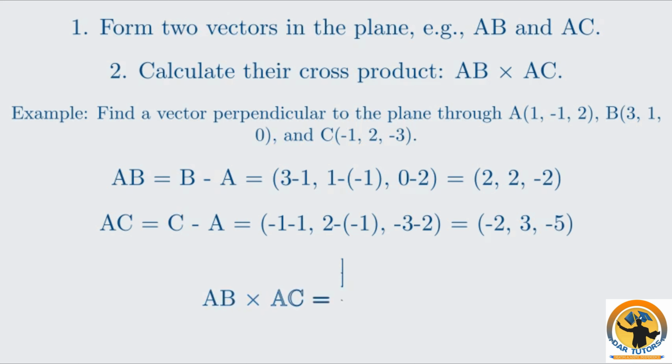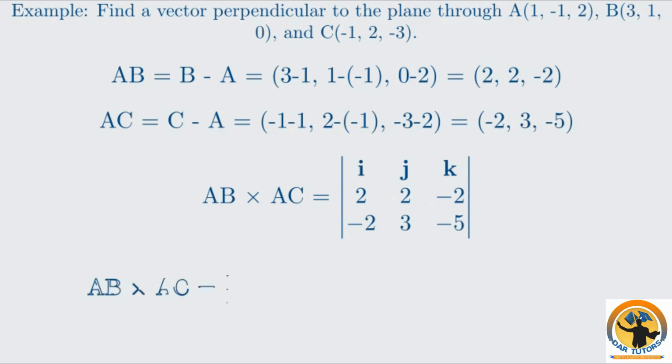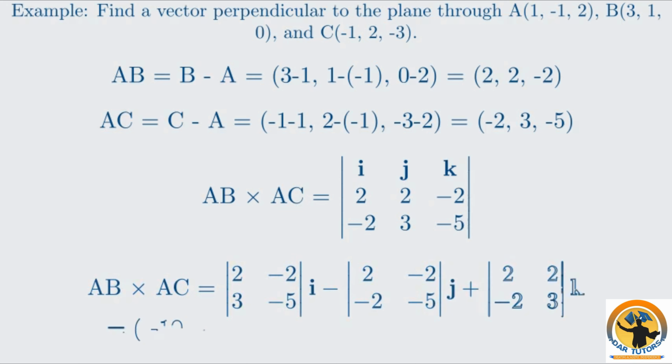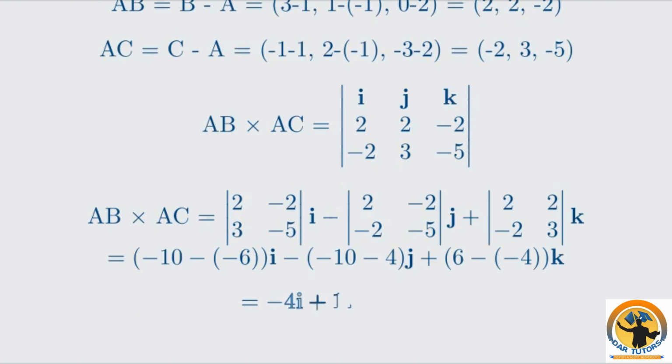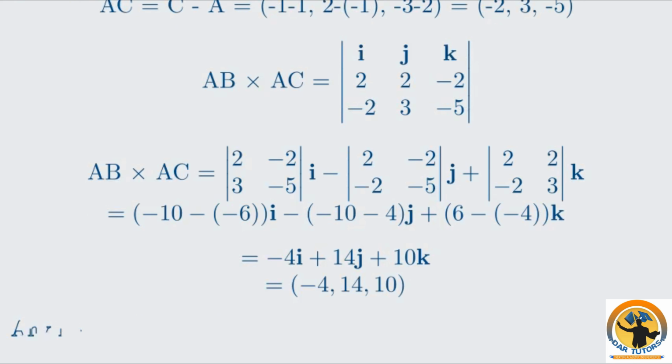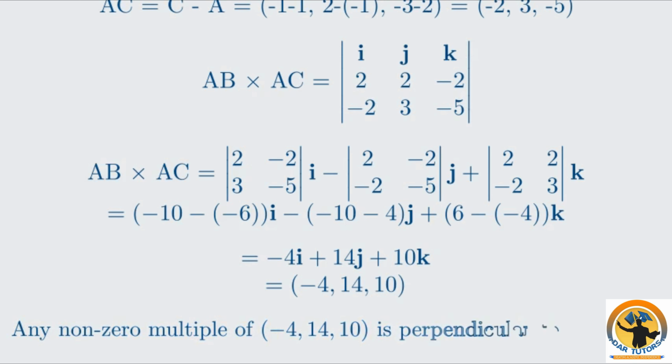Now, we calculate their cross product. We set up the determinant with i, j, k, the components of AB, and the components of AC. Expanding the determinant gives us i times (minus 10 minus 6), minus j times (minus 10 minus 4), plus k times (6 minus 4). This simplifies to minus 4i plus 14j plus 10k. This vector is perpendicular to the plane. Any non-zero scalar multiple of this vector, like (2, minus 7, minus 5), would also be perpendicular to the plane.